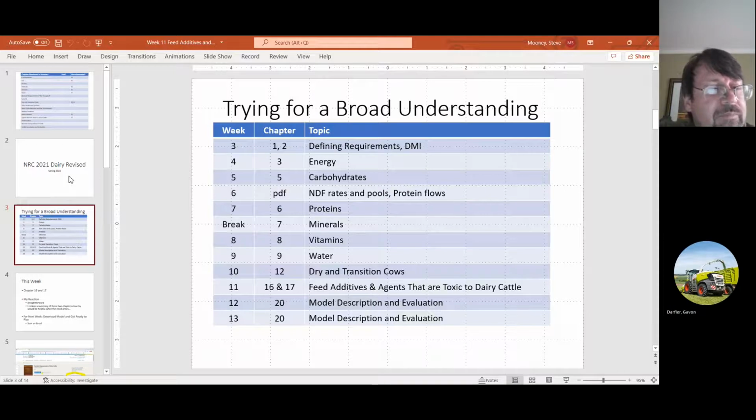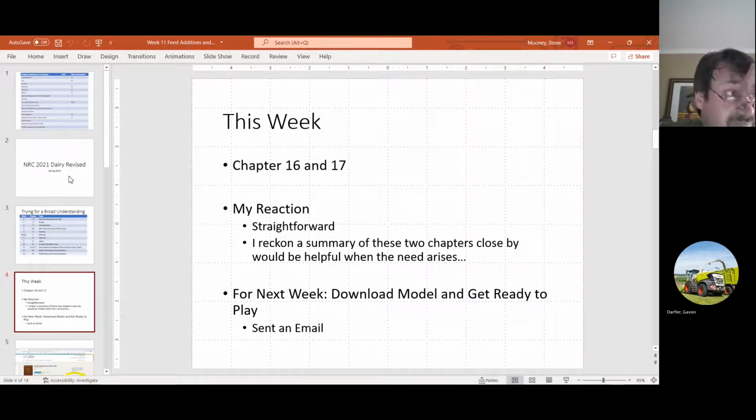Okay. I went through chapters 16 and 17 today, and I thought they were straightforward. I reckon a summary of these two chapters close by would be helpful when the need arises. So that's what I tried to create, something I can flip through real quick and say, okay, that's the one we're looking for, that's the direction we need to go. So for next week, you've got to download the model and get ready to play.